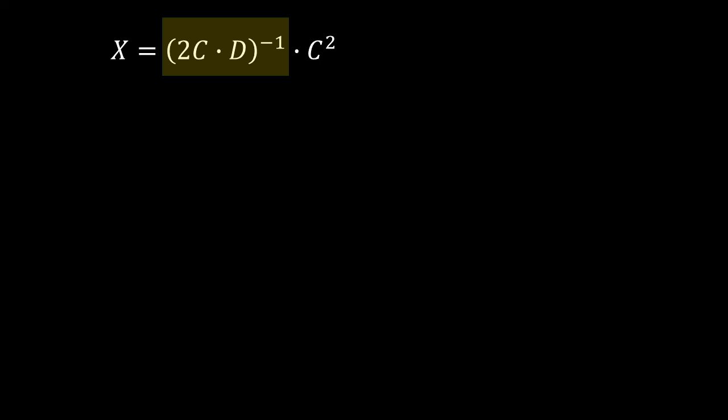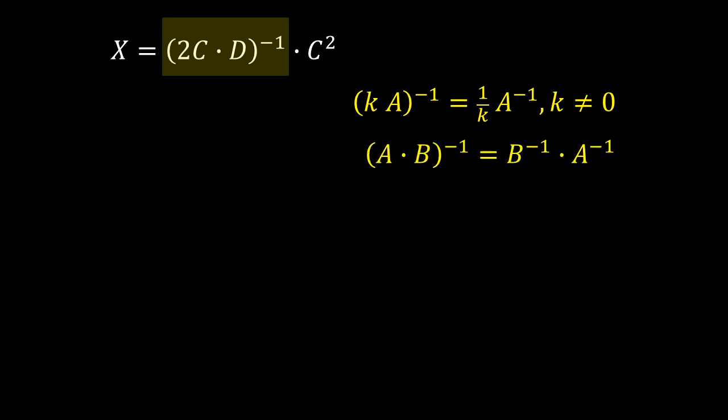Recall some properties of inverse matrices. First, the inverse of a matrix multiplied by a non-zero scalar can be rewritten as 1 over the scalar times the inverse of the matrix. Next, if we take the inverse of a matrix product, then the result will be the inverse of each matrix multiplied, but we have to change the order. Let's apply these properties to our equation. We get.